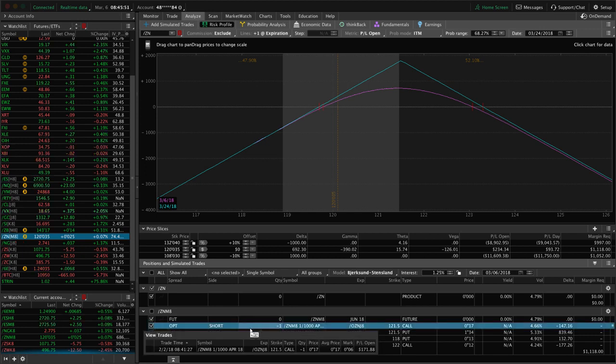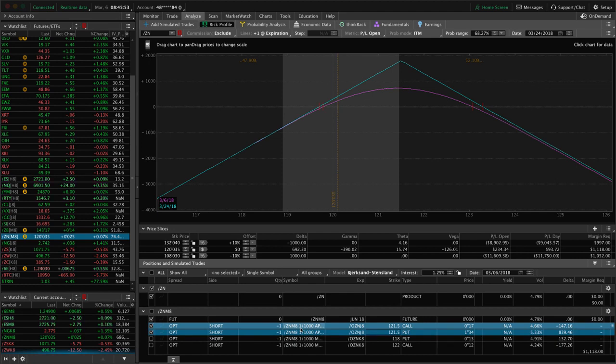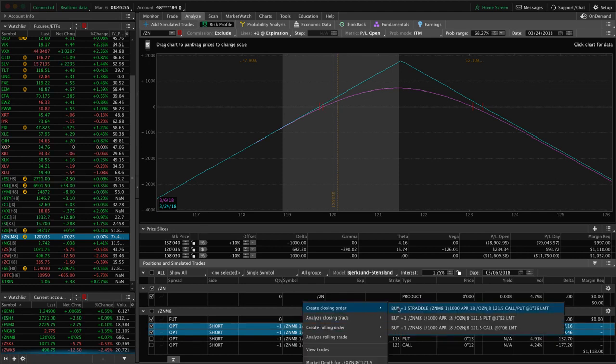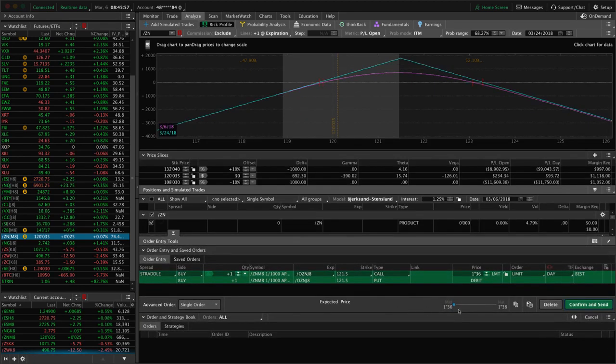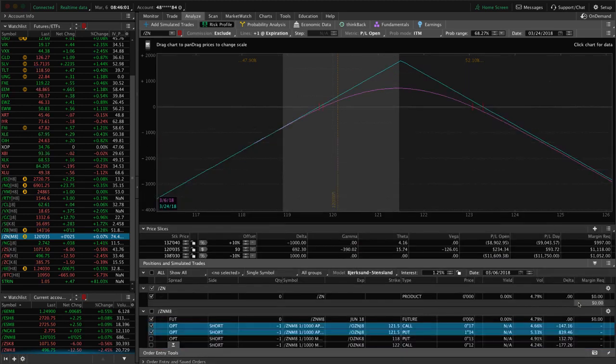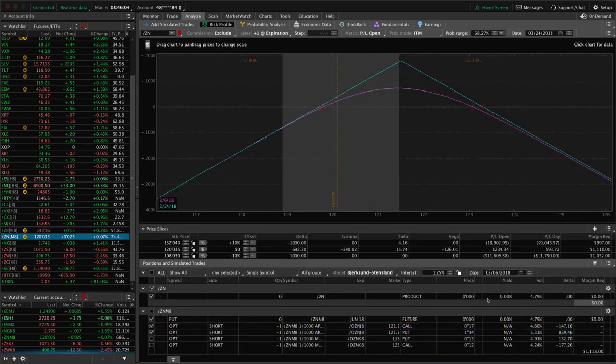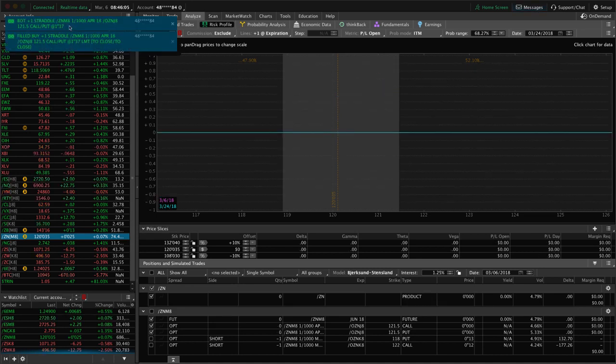If we just highlight the position we're talking about, right-click, create closing order. So we're simply going to buy this straddle back. Should get filled at 1.37. Hit confirm and send. And we got filled at 1.37. Okay, so now we're out of that position in April.